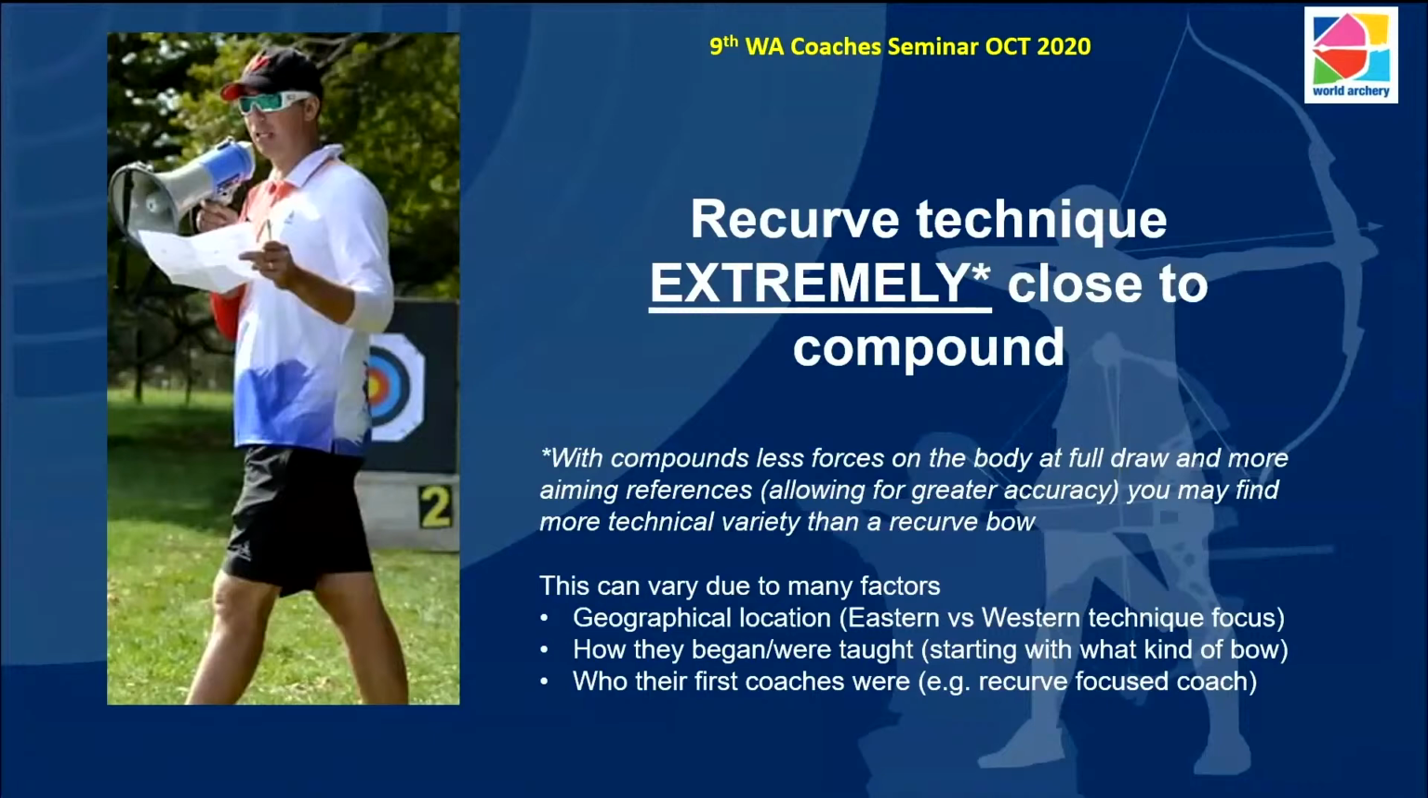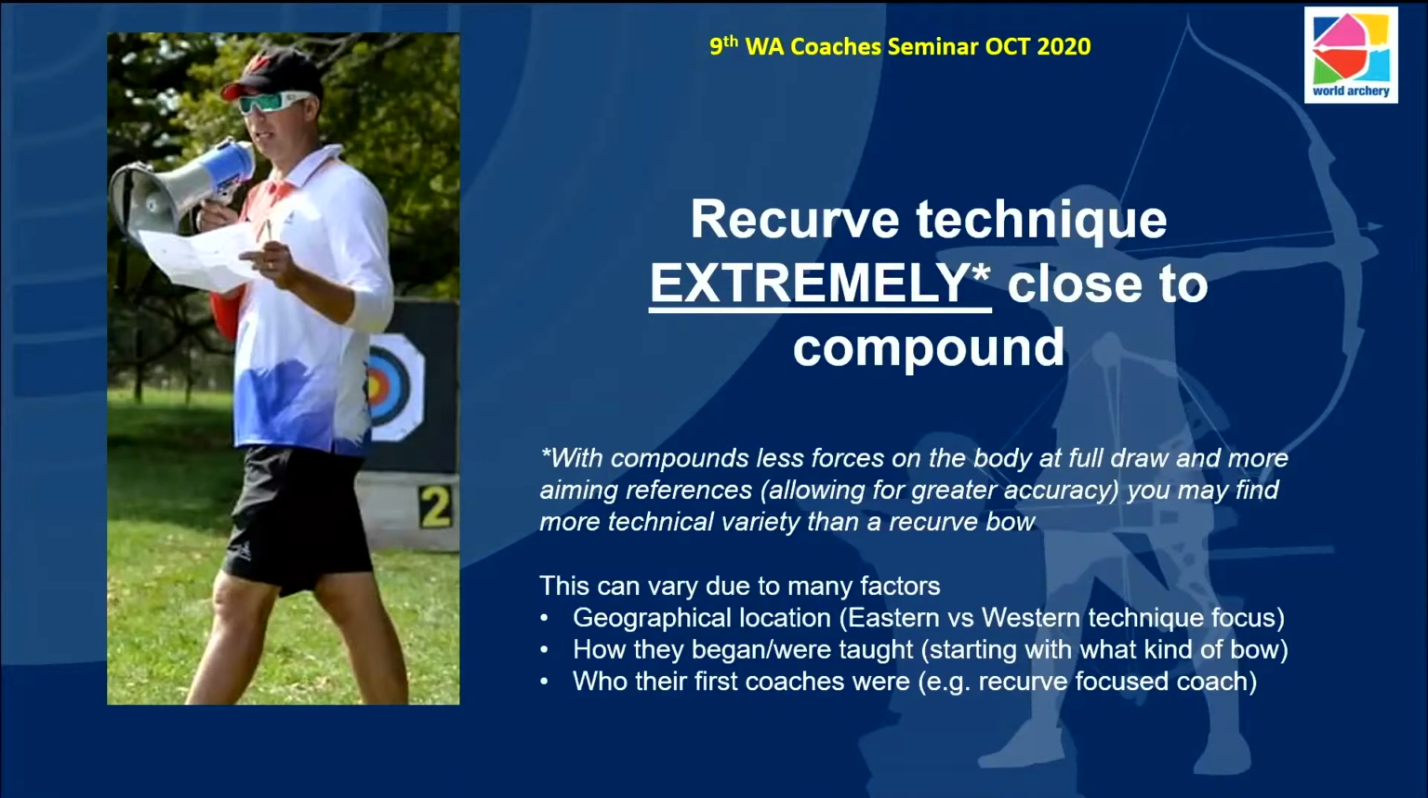Now, there are some differences, and that can be due to many factors. That could be where you are located in the world. So geographically, if you are based in the Asian region, there is typically a much stronger recurve technique focus there. And a lot of the compound archers coming out of that region have a very recurve structured shot, meaning they're very straight, very aligned when they're shooting their bow. In a Western context, where some of these coaches might not have any interactions with the recurve world, you may find that their posture and positioning is slightly different.